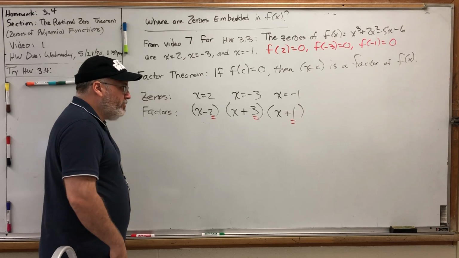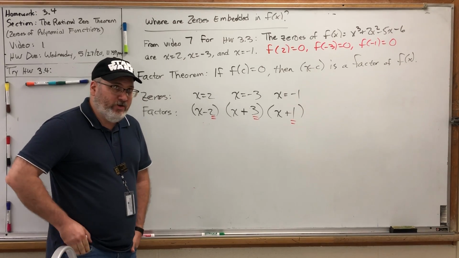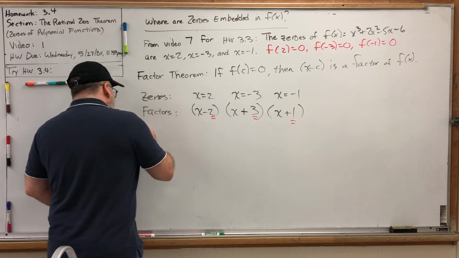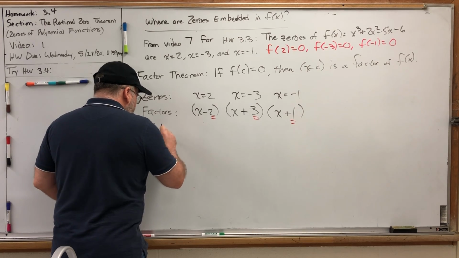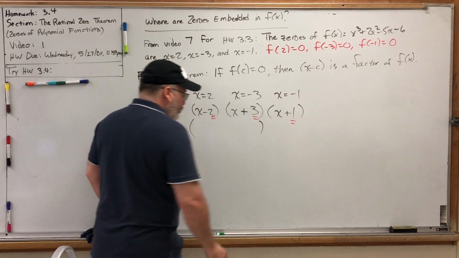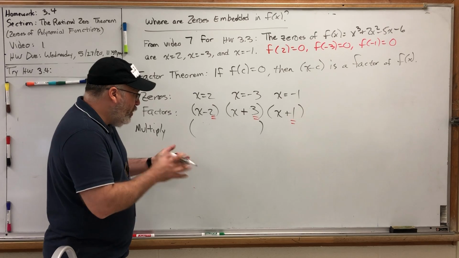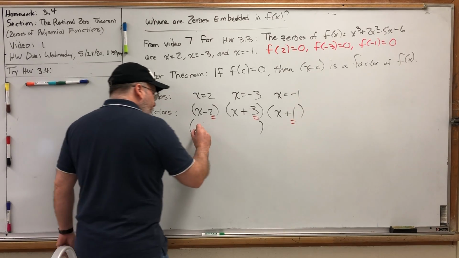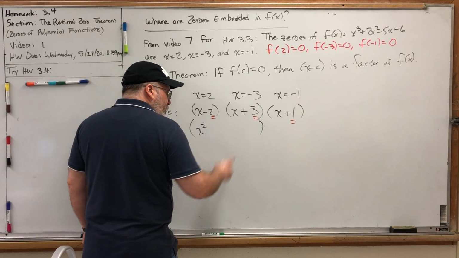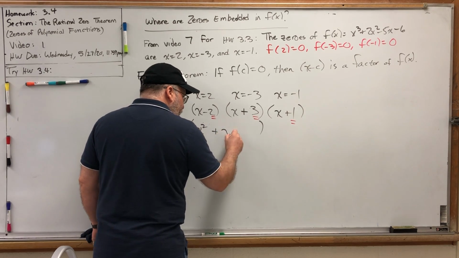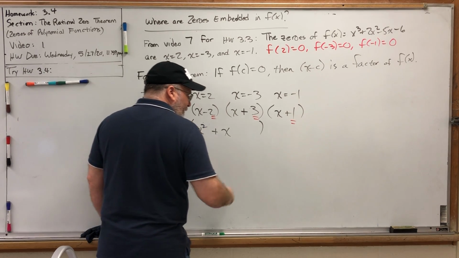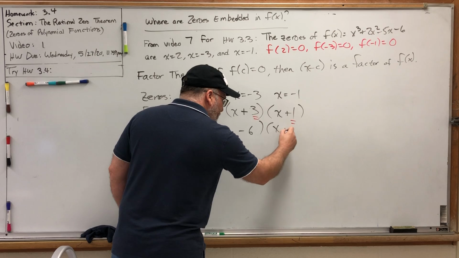So if we're going to FOIL 3 sets of parentheses, we just need to do them 2 at a time. So let's multiply all this out, starting with the first 2. I'll go ahead and FOIL it and combine like terms. You'll get x squared plus 3x and minus 2x is plus x, and then negative 2 times positive 3 is negative 6.